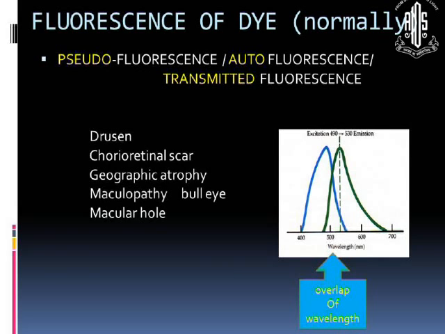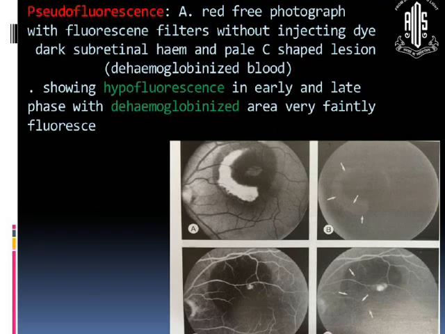Normally in angiography, pseudofluorescence and autofluorescence are because of the overlap of the wavelengths of these chosen filters. It is usually seen in drusen, choriocapillaris scars like geographic atrophy, maculopathy like bull's eye, or macular hole. For pseudofluorescence, a red-free photograph with a fluorescence filter without injecting dye, dark subretinal hemorrhage, and a pale C-shaped lesion of dehemoglobinized blood show hypofluorescence in the early and the late phase, with the dehemoglobinized area very faintly fluorescent.